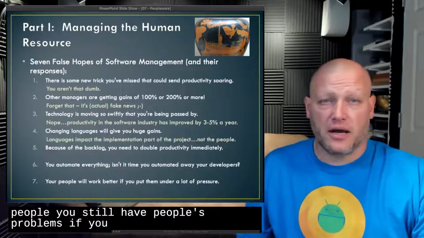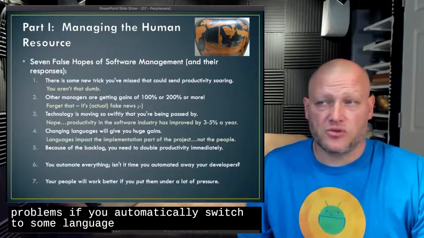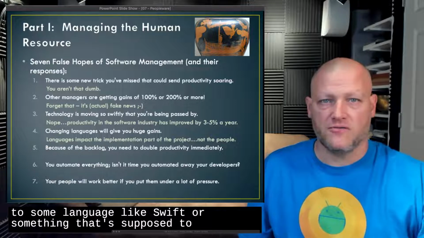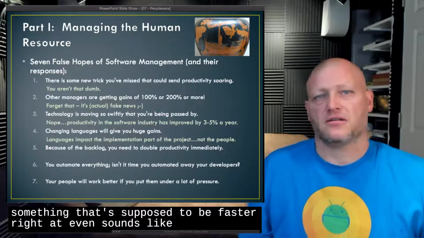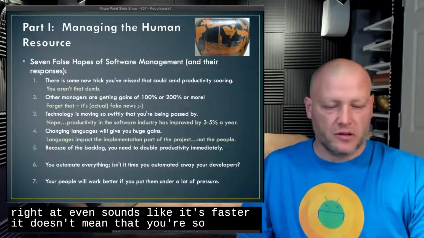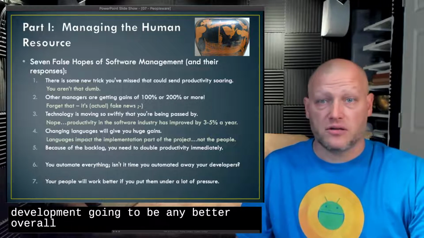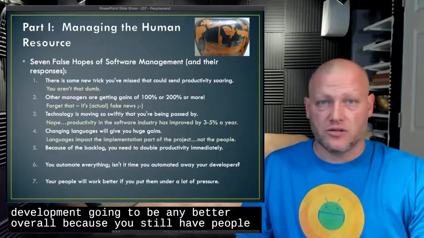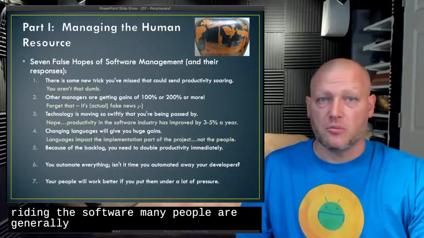If you automatically switch to some language like Swift or something that's supposed to be faster, right? It even sounds like it's faster. That doesn't mean that your software development is going to be any better overall, because you still have people writing the software, and people are generally going to be the problem.